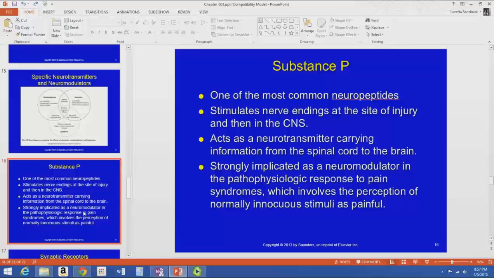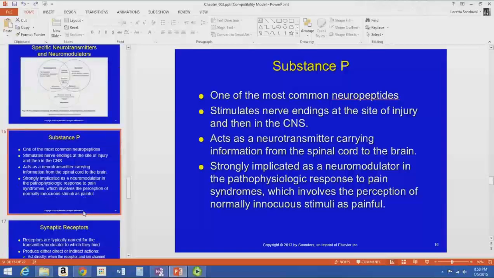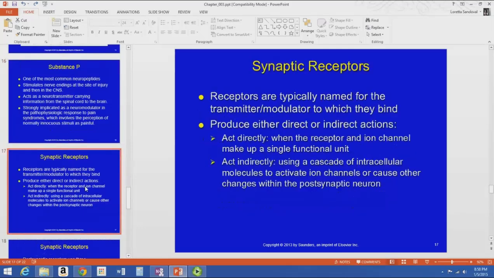So something like light touch in a normal nervous system will be perceived as light touch, whereas in a pathological nervous system it's perceived as pain. And we will talk about this way more later, but that's the interesting thing about substance P. It's an identified neuropeptide. It's one that functions a lot in those pathological pain response syndromes. And so it's potentially one that can be targeted by medications. So it's an interesting thing.